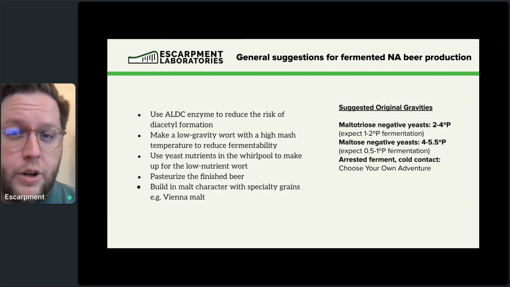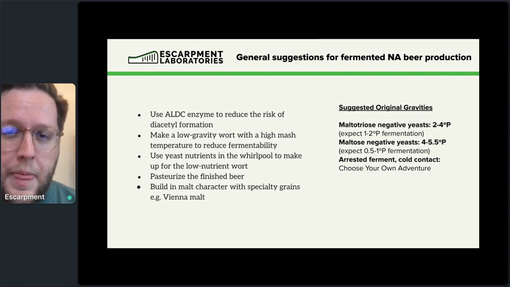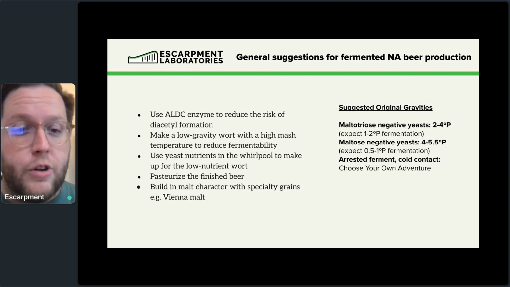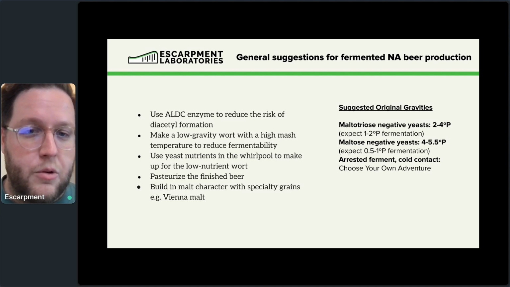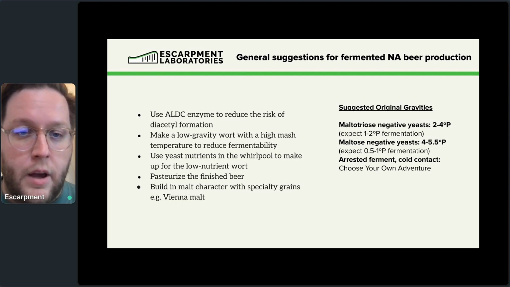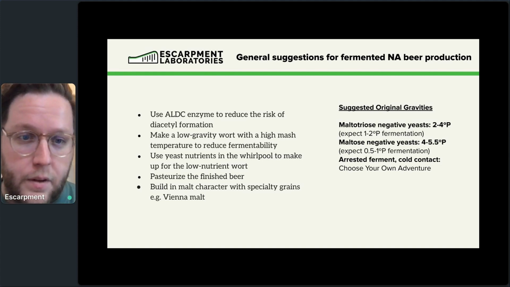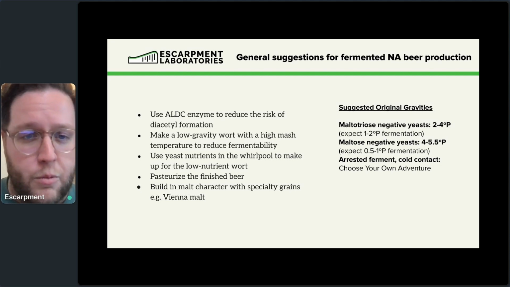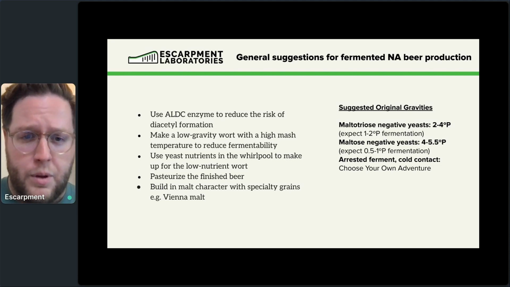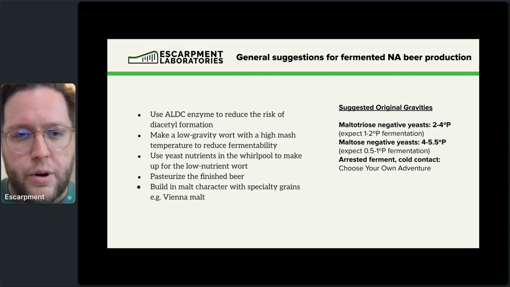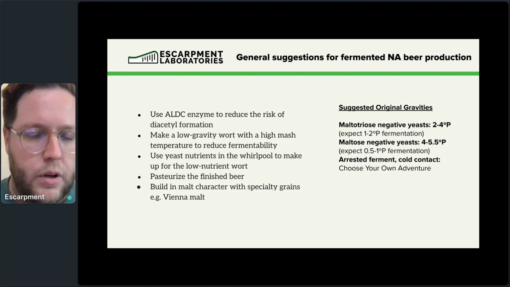So what do we suggest in general? Here's another wall of text. I'm sorry. What do we suggest in general for fermented non-alcoholic beer production? In general, it's useful to use an enzyme to reduce the risk of diacetyl formation. ALDC is awesome. It works. It's cheap, on a per hectoliter basis or per liter basis. The time you save, even on regular beers like lagers, more than pays for adding the ALDC enzyme. It's kind of a no-brainer. If you're a pro brewer, we can help you source it.